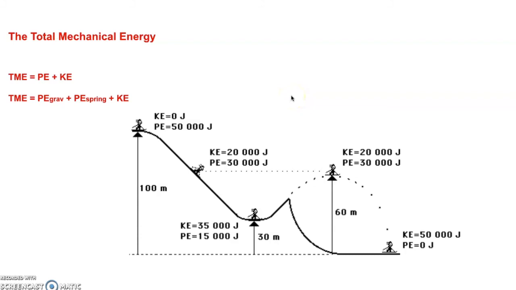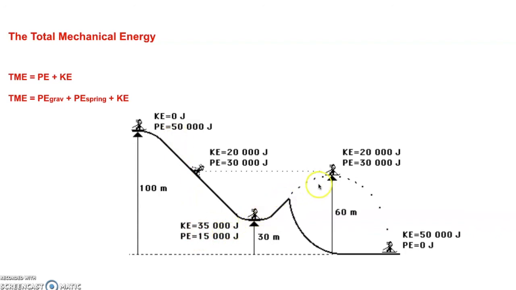So total mechanical energy, kinetic energy plus potential. It can be gravitational or spring potential plus kinetic. That's total mechanical energy. So here we go. Kinetic energy, 0. Potential energy, 50,000 joules. As it starts to go down, potential energy decreases, but then the object starts to gain speed, so kinetic energy increases. But at the end, potential plus kinetic will equal potential plus kinetic at the start, because energy is conserved. So if we have 50,000, this will equal 50,000. Down here at the bottom, our potential is lower, but we're going faster, so our kinetic's higher. Added together also equals 50,000.